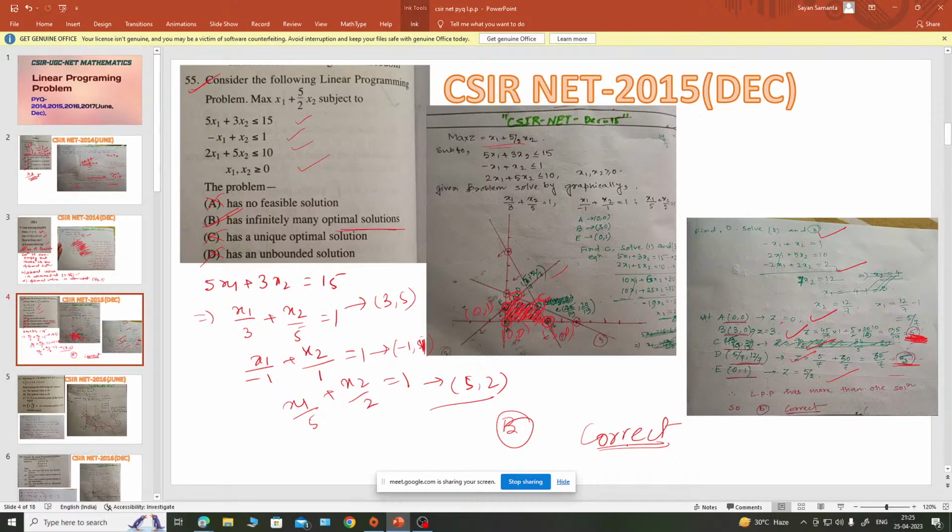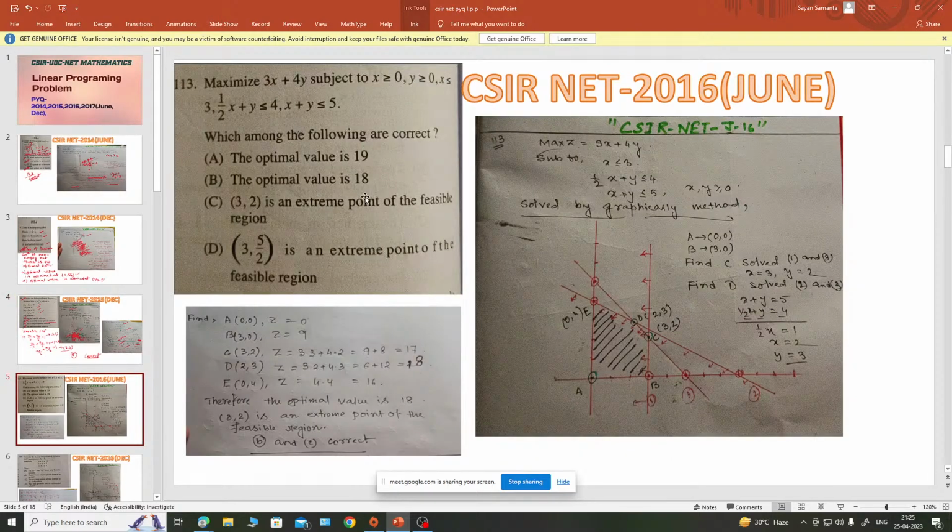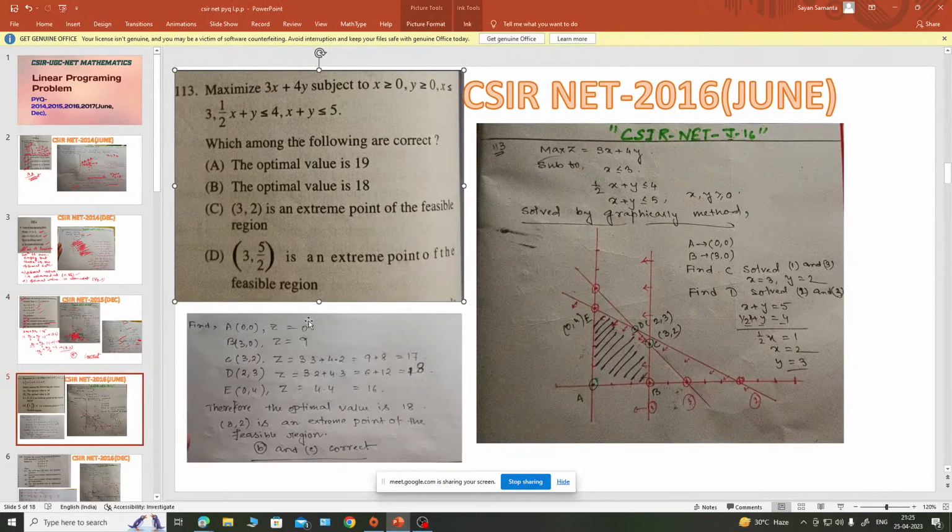Is it clear? Now go to the next question. I hope it's clear to everyone. This is a question based on CSIR NET 2016 June.